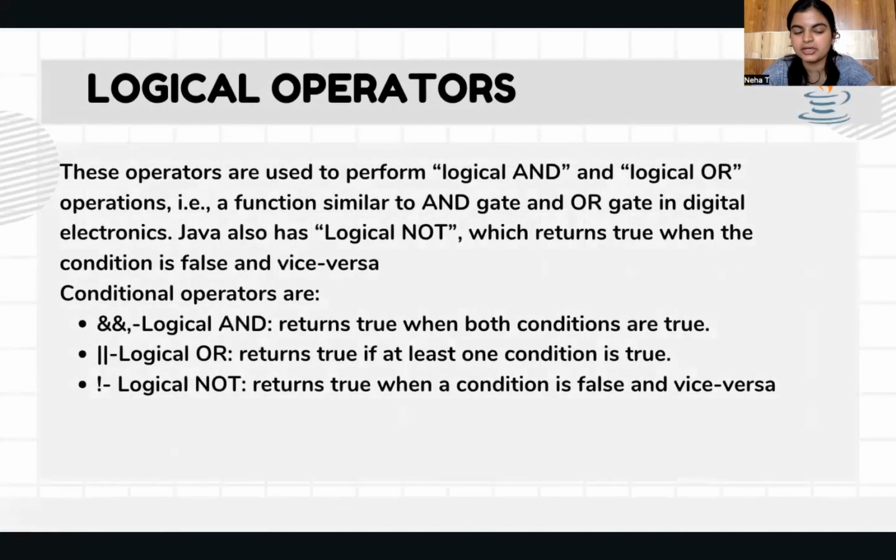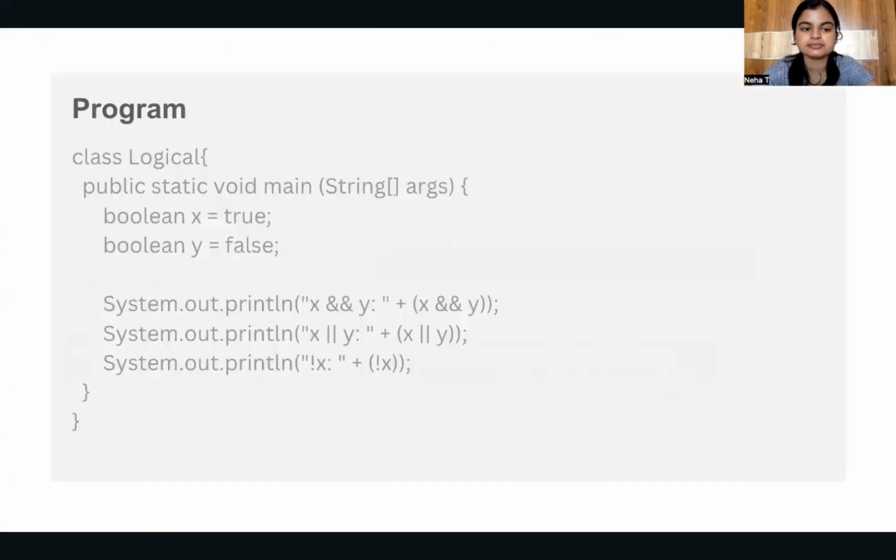We have the logical operators next. Logical operators are used to perform logical AND and logical OR operations, a function similar to the AND gate and OR gate in digital electronics. Java also has logical NOT, which returns true when the condition is false and vice versa. Logical AND returns true only if both conditions are true. Logical OR returns true if at least one condition is true. Logical NOT returns true when a condition is false and vice versa. So these are the logical operators.